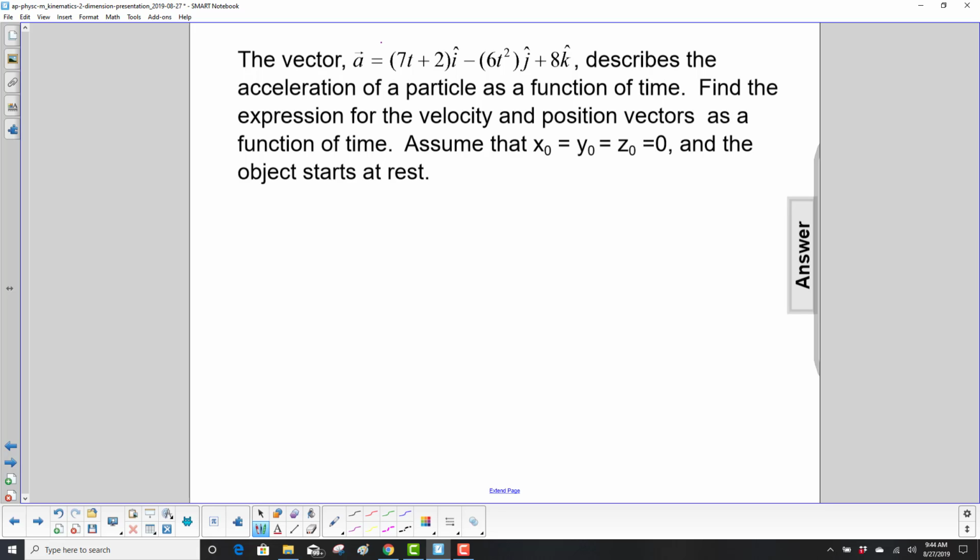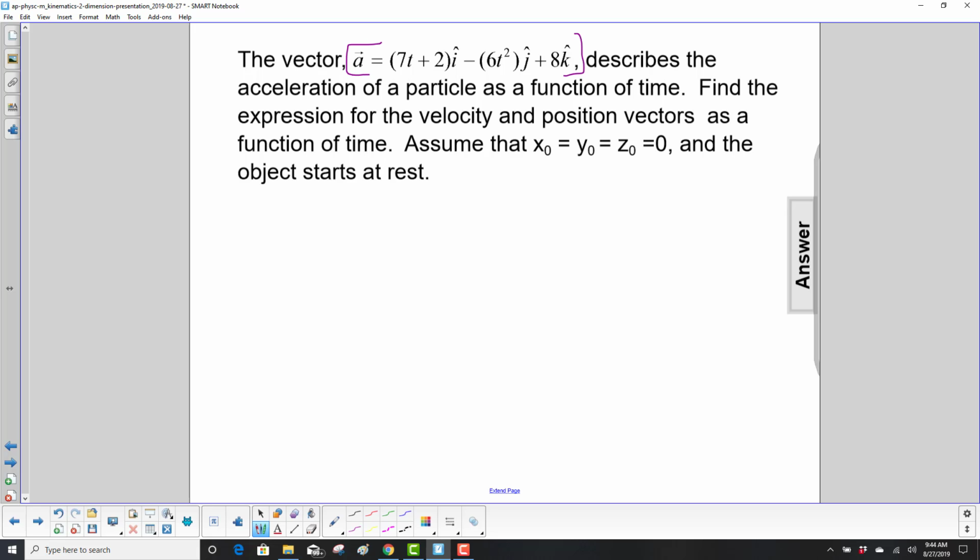We have an acceleration vector here, and that describes the acceleration of a particle as a function of time. Find the expression for the velocity and position vectors as a function of time. Assume that x0 equals y0 equals z0 equals 0, and also the object starts at rest, which means that v sub x0 equals v sub y0 equals v sub z0, and that all equals 0.